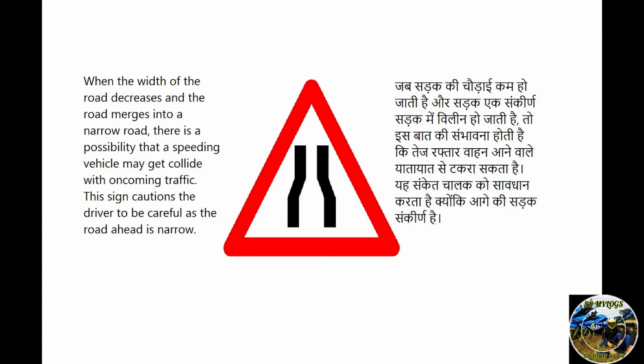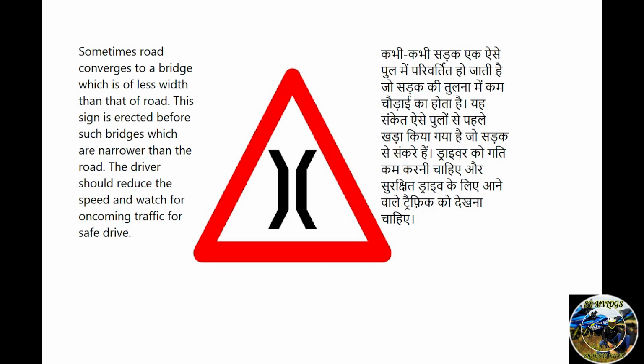When the width of the road decreases and the road merges into a narrow road, there is a possibility that a speeding vehicle may collide with oncoming traffic. This sign cautions the driver to be careful as the road ahead is narrow. Sometimes road converges to a bridge which is of less width than that of road. This sign is erected before such bridges which are narrower than the road. The driver should reduce the speed and watch for oncoming traffic for safe drive.